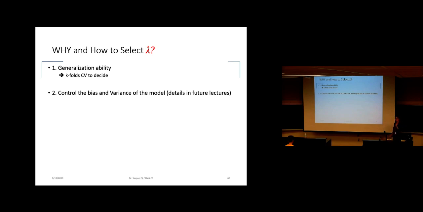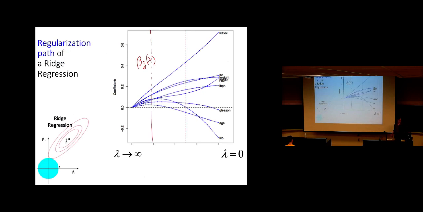What do you even mean by bias or variance, right? We're going to cover the definition next Wednesday, but it's good that you understand it roughly now. There's a very important concept in the regularized model called the regularization path. It's actually very easy. You have different lambda, and you plot.